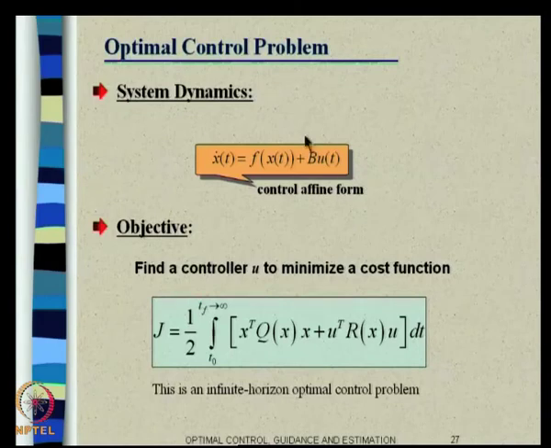First of all, it talks about a fairly same system dynamics. That means, you have this control affine system, okay, x dot is f of x plus b times u. And then the objective is again same. We have this infinite time controller and we want to minimize this quadratic looking cost function rather.